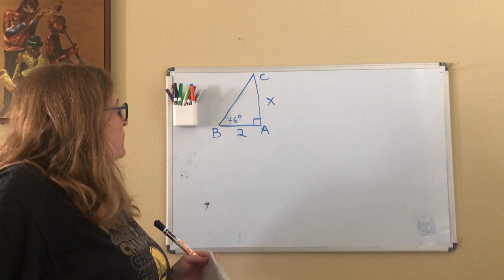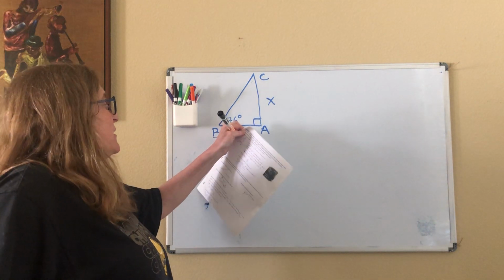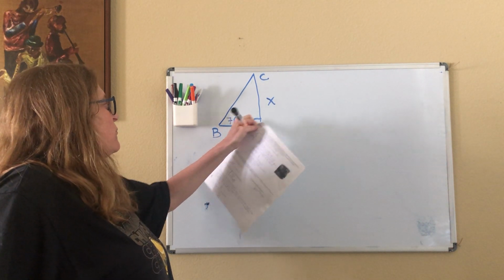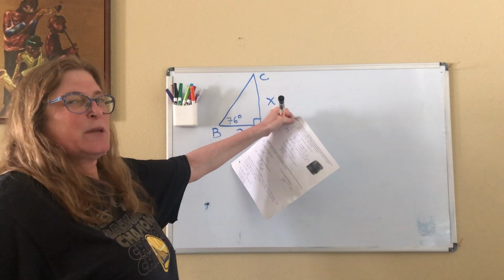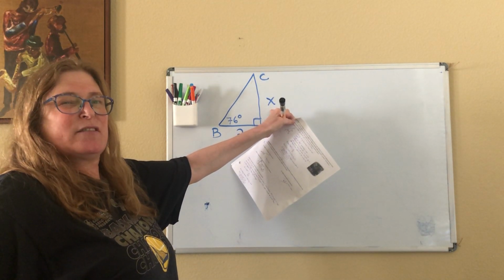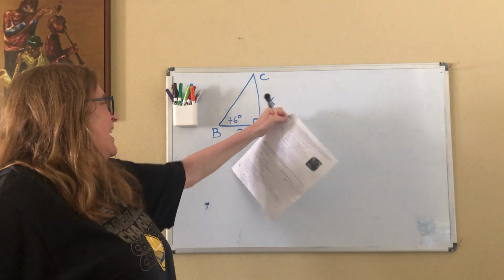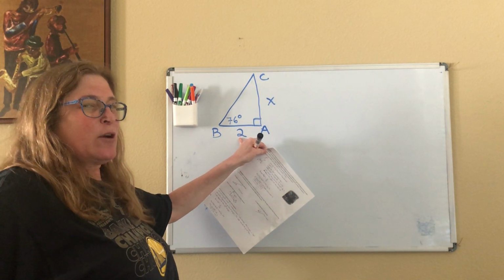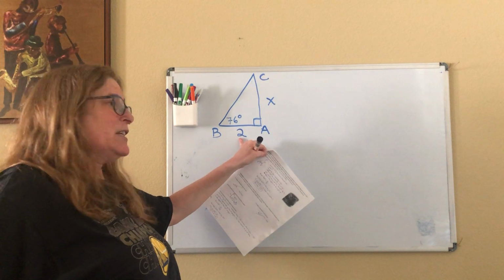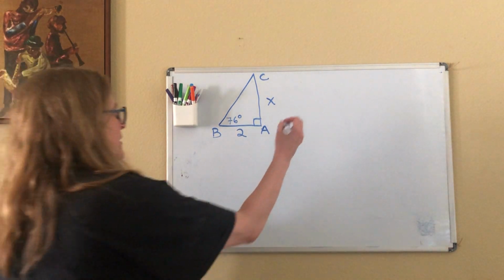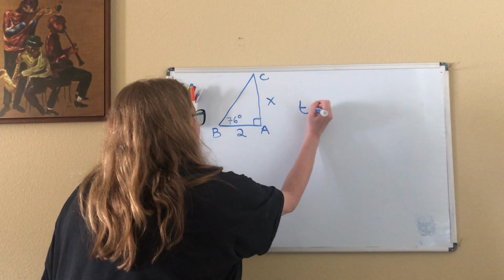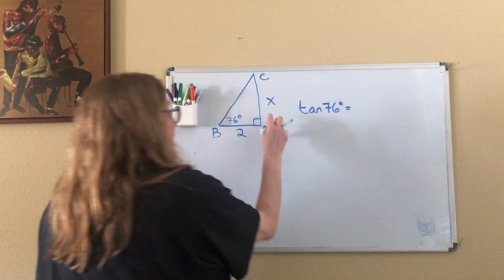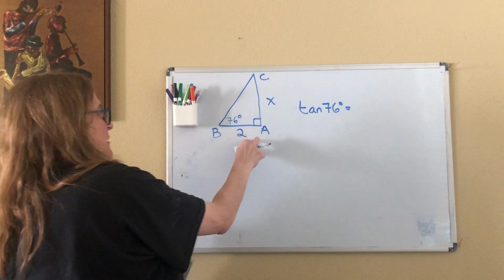Okay, so let's see what we've got here. We know that this is a 76-degree angle. What are we interested in finding here? Well, we're interested in finding the side opposite to the 76-degree angle, and they gave us the side adjacent to the 76-degree angle. So I'm thinking opposite, adjacent means I want to use tangent. So if I take the tangent of 76, I can say that's equal to opposite over adjacent.